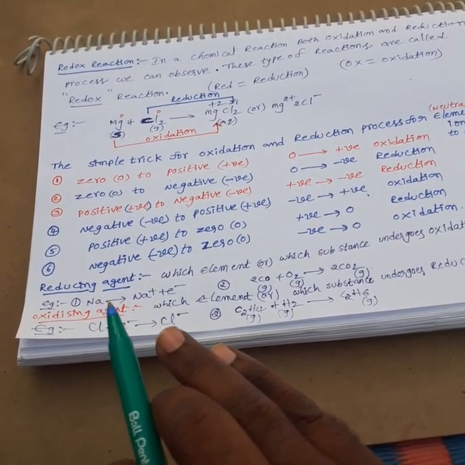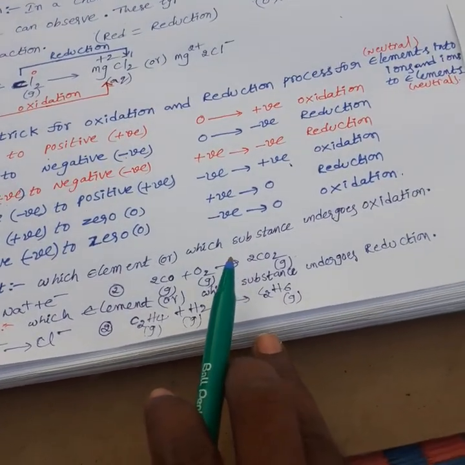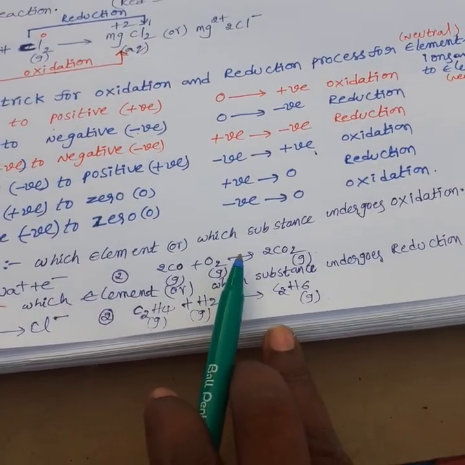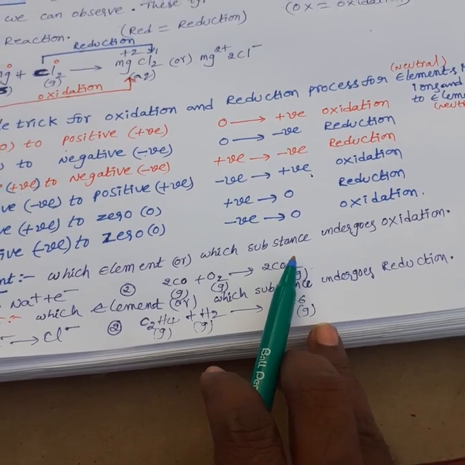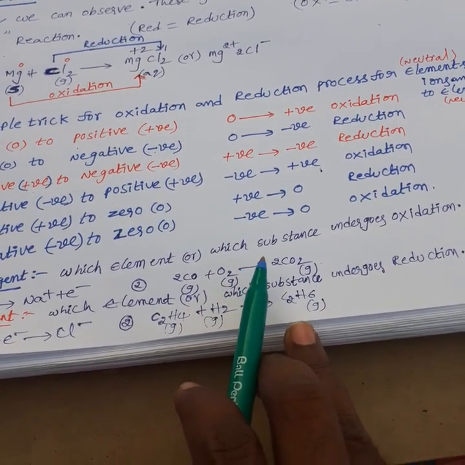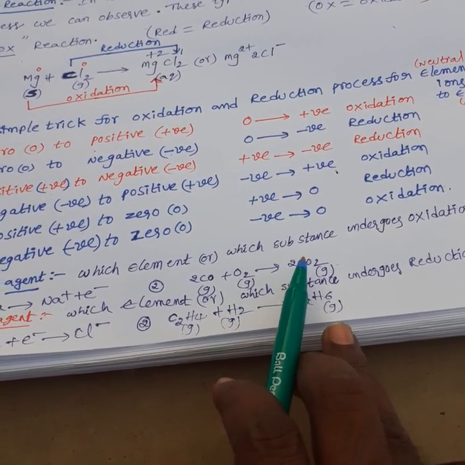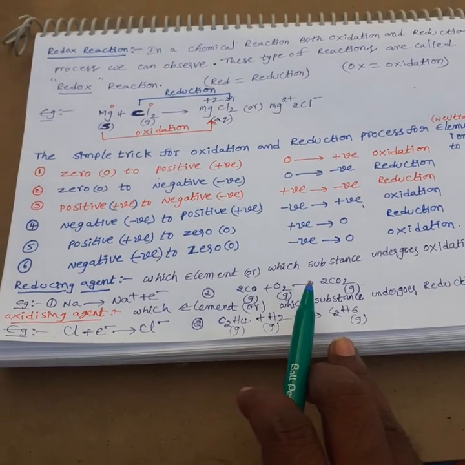For example, sodium can be converted to sodium ion by loss of one electron. And second example, carbon monoxide reacts with oxygen to form carbon dioxide, that is the gain or addition of oxygen, that is also called oxidation, and this is called a reducing agent.